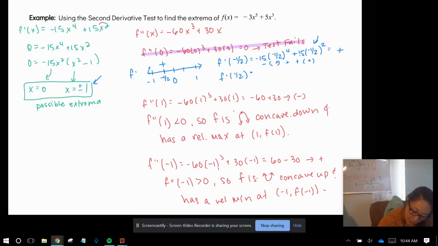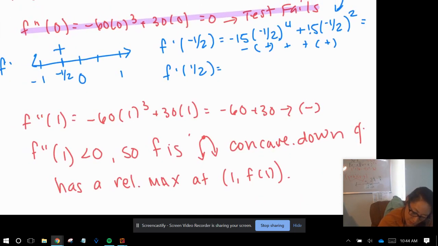And then at 1/2, we get negative 15 times 1/2 to the fourth plus 15 times 1/2 squared. And we literally are going to end up with the same deal once this simplifies. So we end up with a positive.